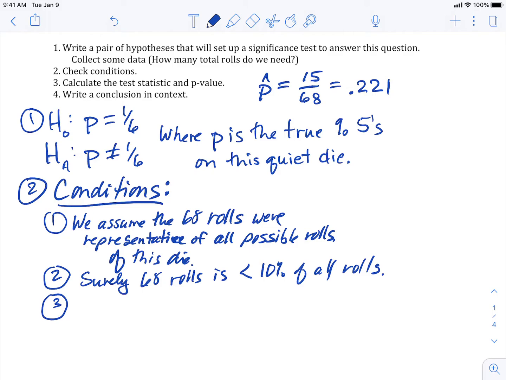We have a hypothesis, so we're going to check 68 times 1/6 and 68 times 5/6. So n times p and n times 1 minus p. In this case, 68 times 1/6 is 11.3, and 68 times 5/6 is 56.6. And they are both greater than 10, so we know our sample size is big enough to use a normal model for the sampling distribution.